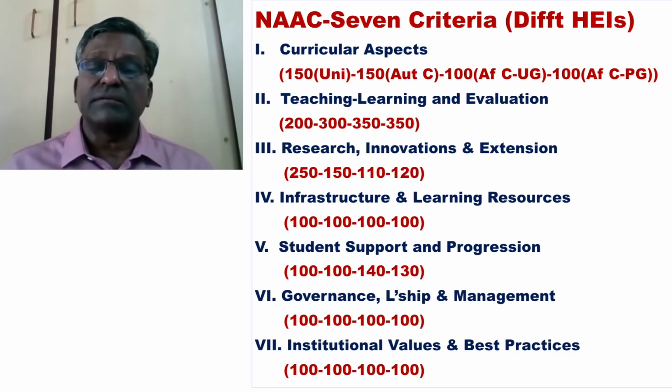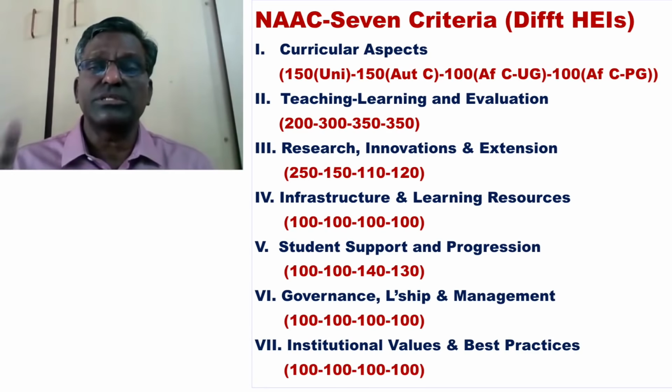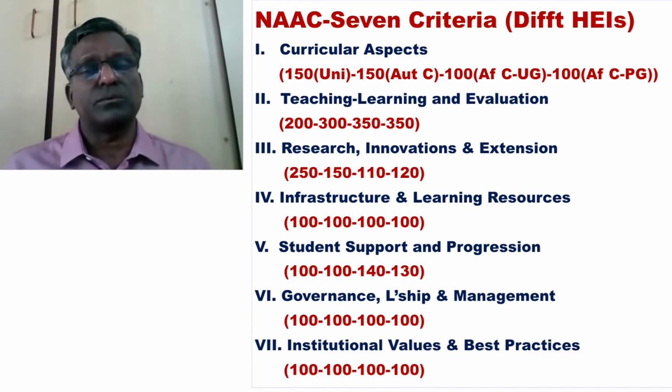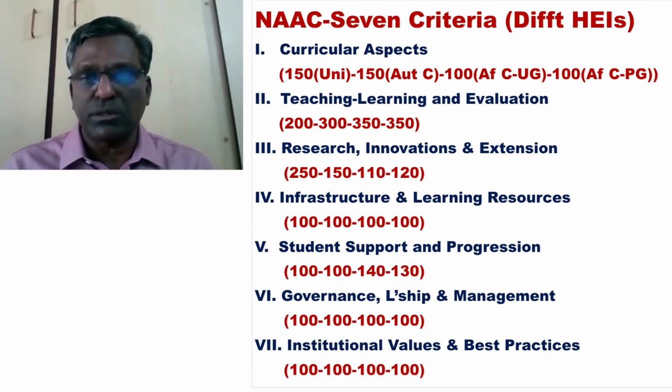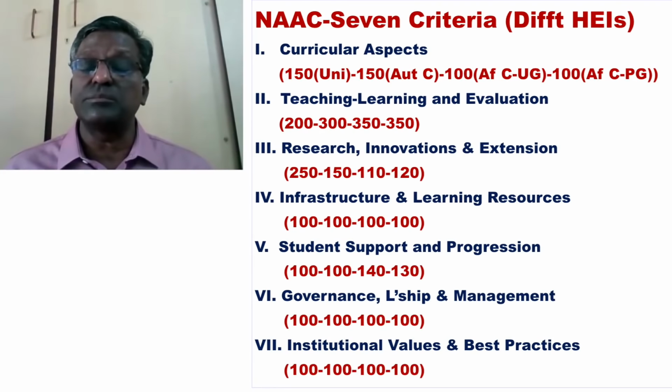Possibly you're wondering why these 4 numbers. Now, I made it very clear that whether it is a college or a university, an autonomous college or an affiliated college, a rural college or an urban college, for all higher educational institutions, NAAC follows 7 criteria. Now, probably you are not very happy because, as we all know, there are crucial differences between a university and a college, between a rural college and an urban college, between the college which offers only undergraduate programs and the college which offers postgraduate programs.